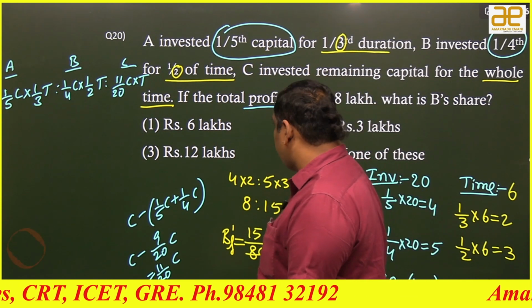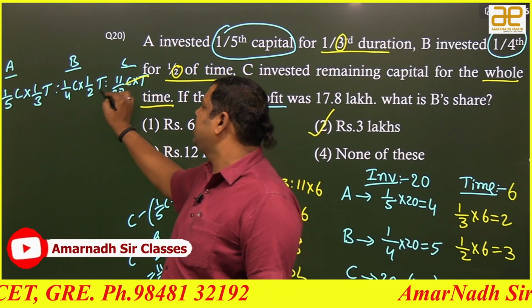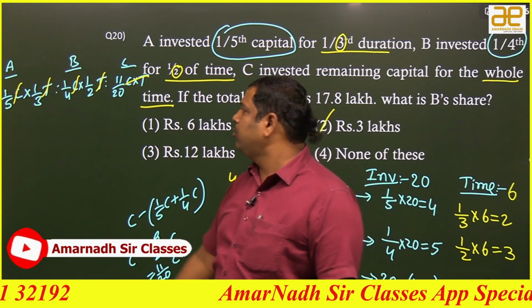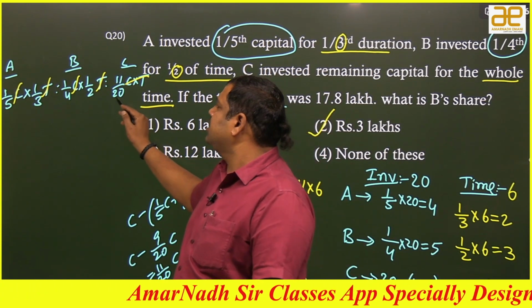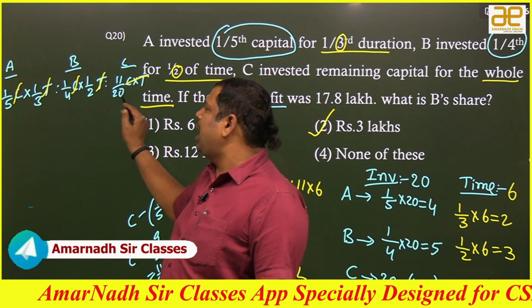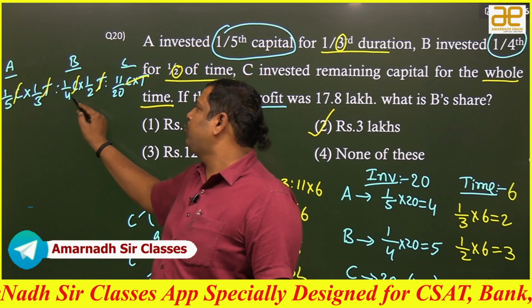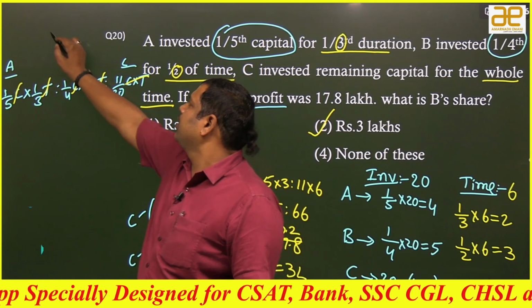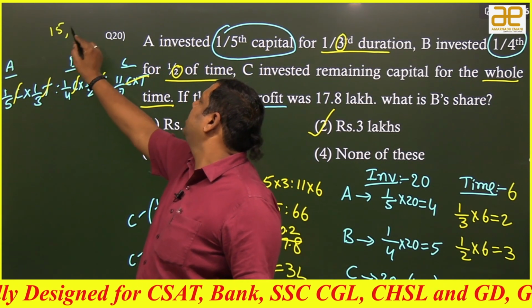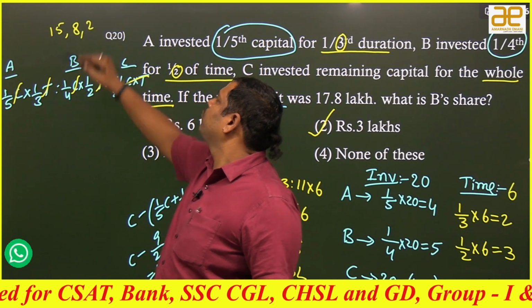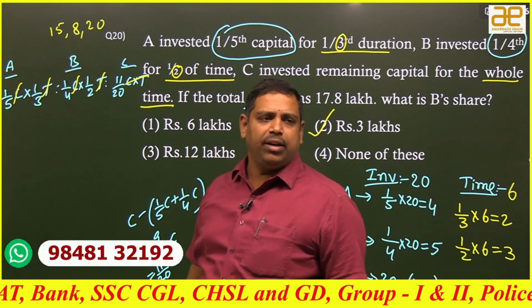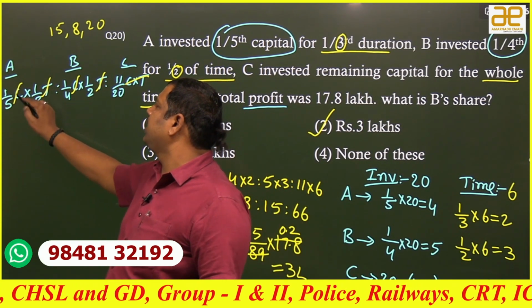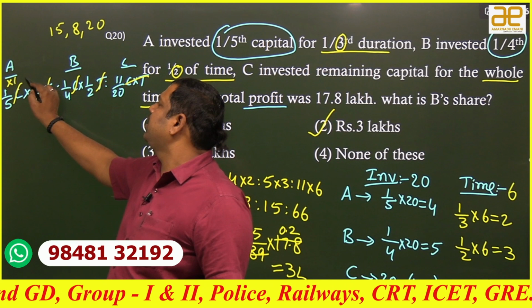So then what happens? Cancel with the C and T. Everywhere C and T are common, right? Cancel. Now first of all, I have to multiply. 5 3s are 15, 4 2s are 8, and 20. For these three numbers we have to take the LCM. The LCM for 15, 8 and 20 is 120. All are divisible by 120, so I will multiply each one with 120.